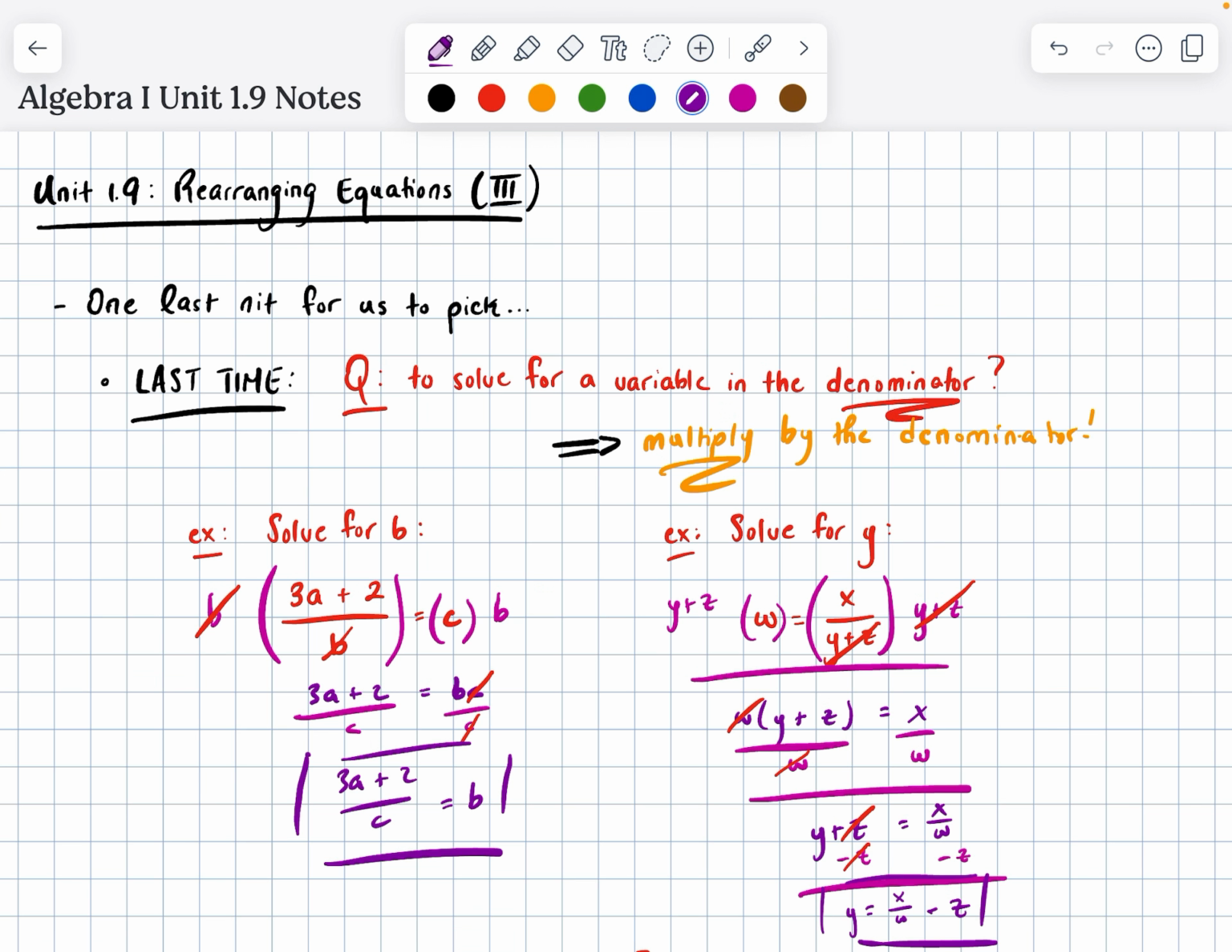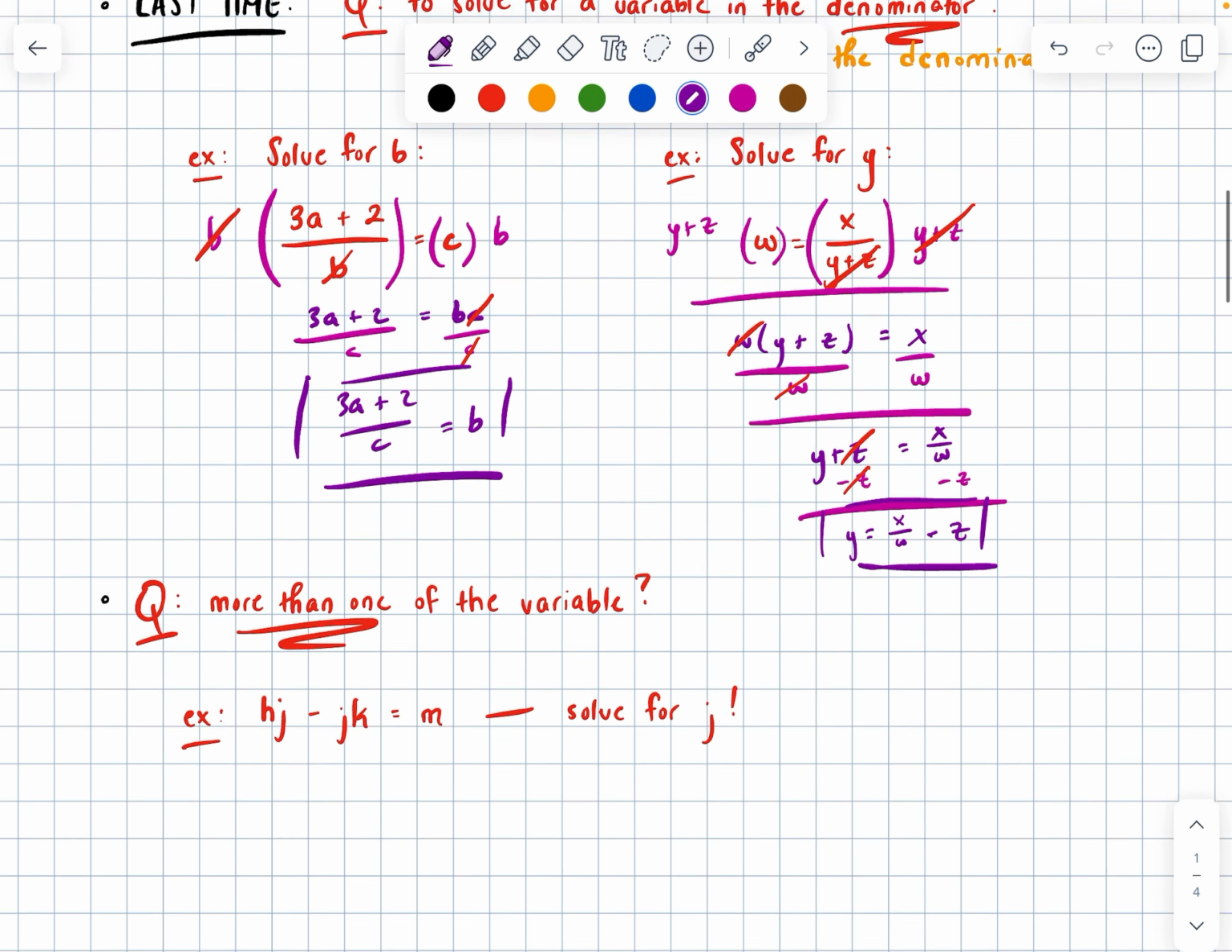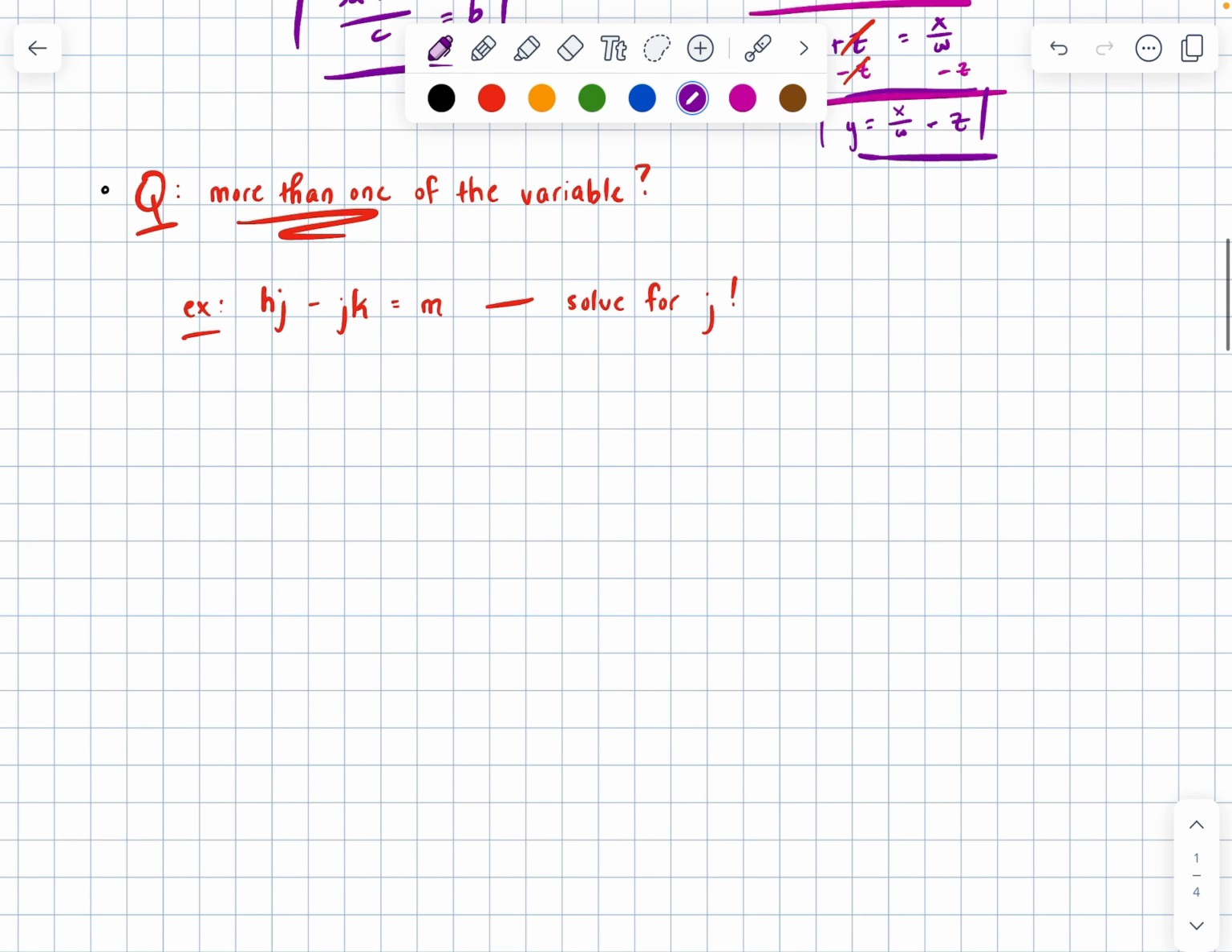Fantastic. So, if we're thinking strategically, this is one thing that could get in the way of us making our equation look the way we want it to look. But there's another issue that we might run into. Think back to when we were solving equations with variables on both sides. To get a variable by itself, I want one copy of the variable. Well, what happens if there's more than one of that variable? So here, I've got hj minus jk equals m. I want to solve for j. The issue here is that I've got 2 copies of j when I want 1. So I need to put my mathematical strategic thinking cap on.